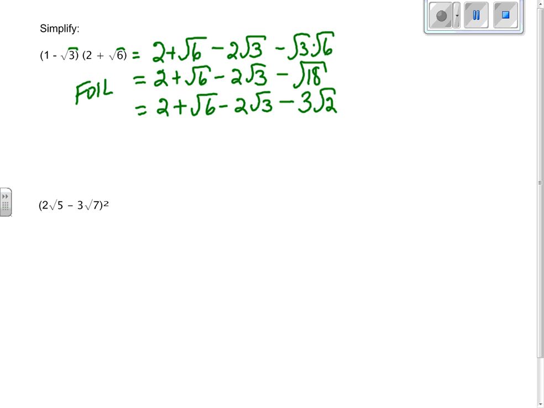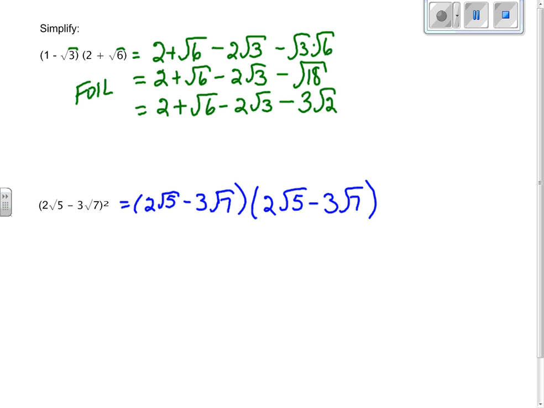2 root 5 minus 3 root 7 all squared, be careful, means 2 of them, 2 root 5, take away 3 root 7, times itself twice. There we are. We need to FOIL that. Firsts would be 2 root 5 times 2 root 5. The coefficients give me a 4. Root 5 times root 5 is root 25. There's my firsts. Outside is 2 root 5 times negative 3 root 7 will be a negative. The coefficients give me 6. Under the radical is 5 times 7, which is 35.